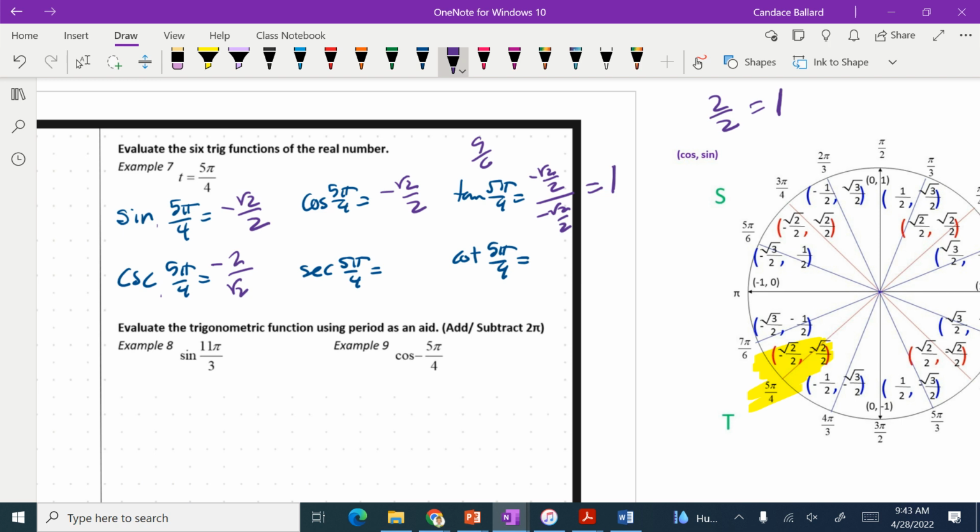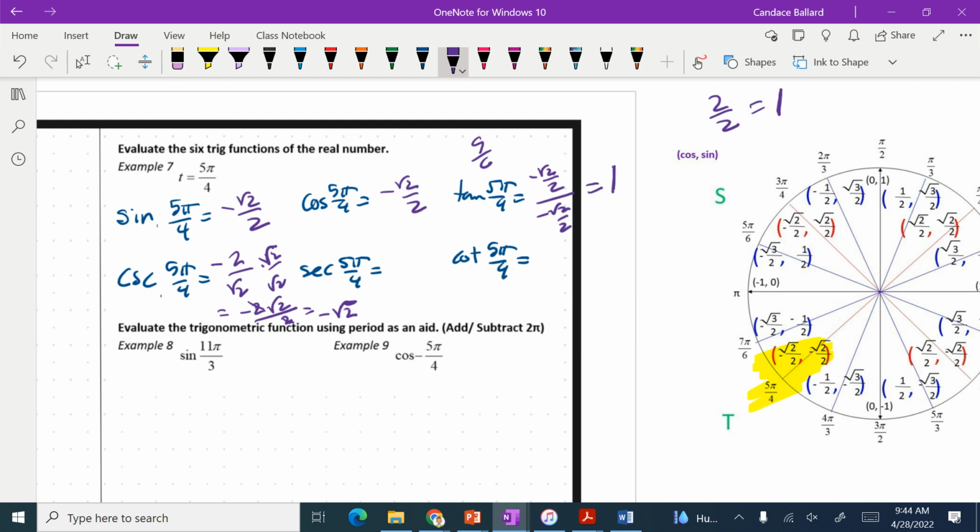2 over square root of 2. Am I allowed to leave the square root of 2 in the denominator? No, so I need to rationalize. And this isn't one that we practiced earlier. So negative 2 square root of 2 over 2. Ooh, what's going to happen with these 2's on the outside? They cancel, so it'd just be negative square root of 2.